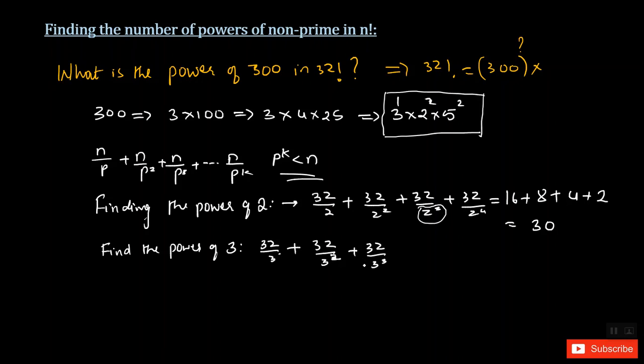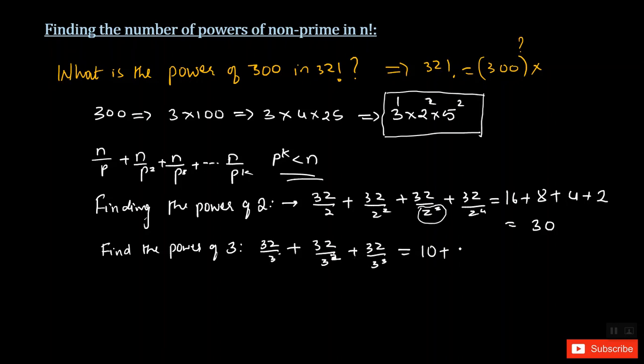3 cube, because 3 cube is 27. So now do 32 divided by 3. So what are you going to get? You're going to get about 10.66. So I'll just consider the whole part as 10 plus 32 divided by 9. So 9 times 1, 9 times 2 is 18, 9 times 3 is going to be 27, right?